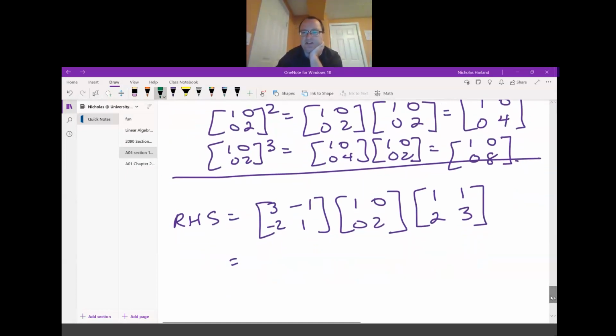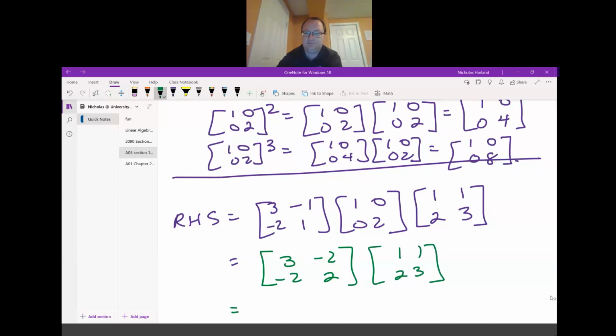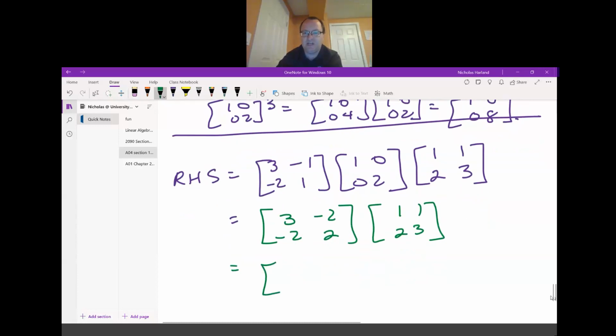So does it matter, can I multiply these first two matrices together or the last two matrices together? Does it make a difference? No. What matters is the order. It doesn't matter which ones we do first. So if we did the first two, what are we going to get? 3, -2, -2, 2. Hey, we multiplied two non-symmetric matrices and got a symmetric matrix. That's interesting. All right, and then if we multiply these together, 3 times 1 minus 4, -1. 3 times 1 is 3 minus 6 is -3. -2 plus 4 is 2. -2 plus 6 is 4. And that is equal to A, which is our left-hand side.